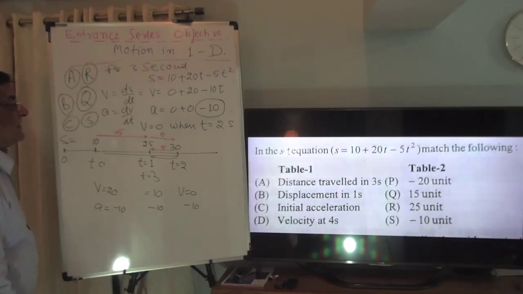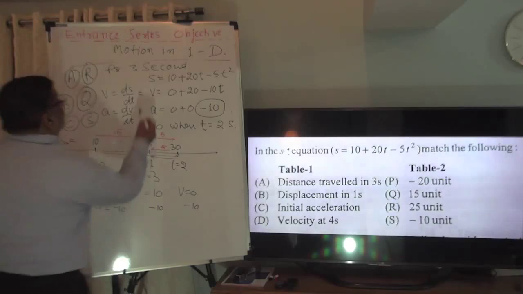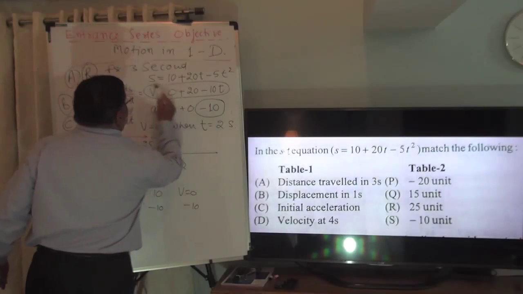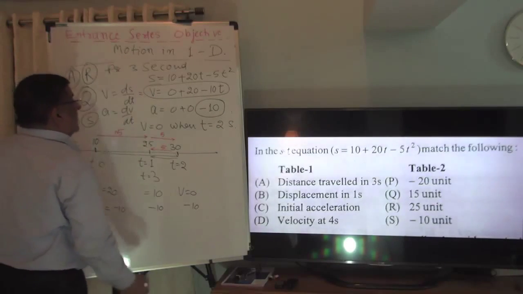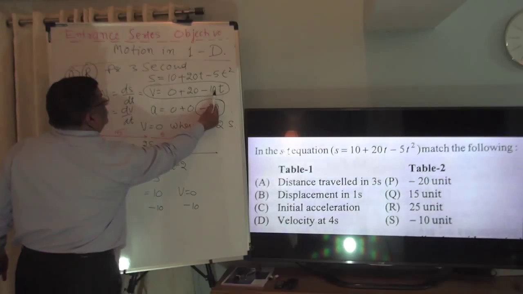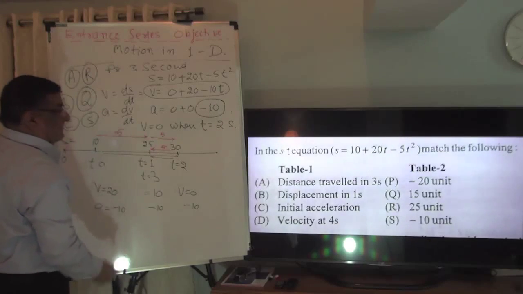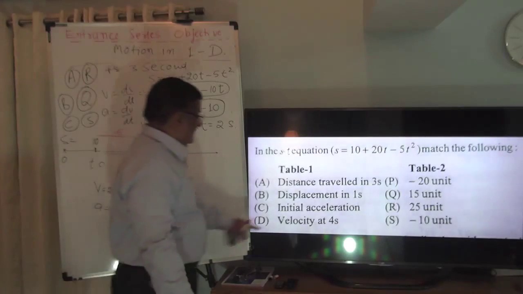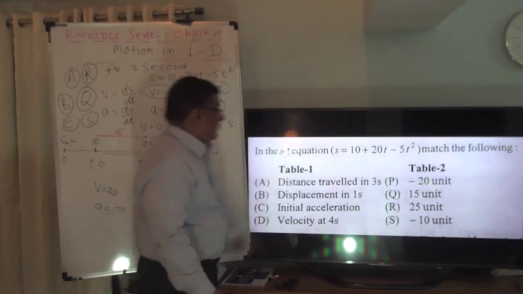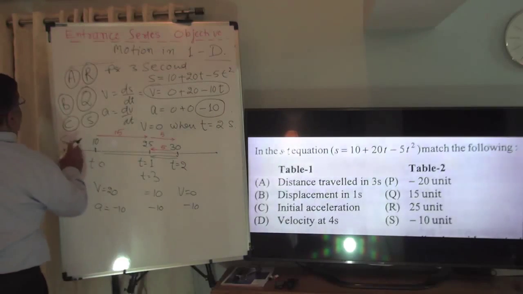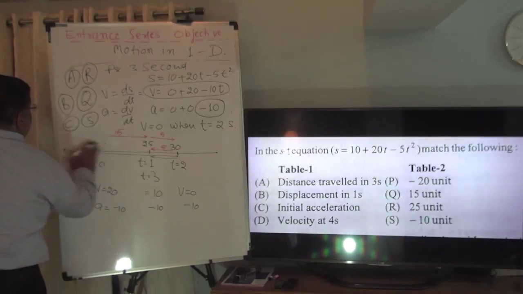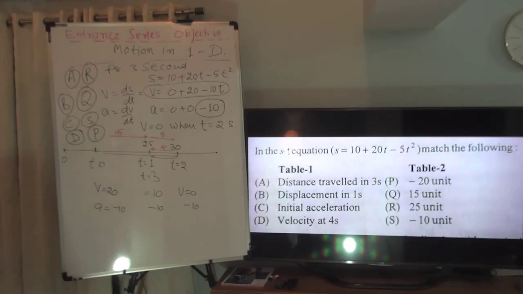And then velocity at 4 seconds. See the formula for velocity and put t is equal to 4. So this will be 4 into minus 10, minus 40, plus 20, minus 20. Do we have minus 20? Yes. Velocity at 4 seconds is minus 20, P. So D matches with P. Okay, so we got all the answers.